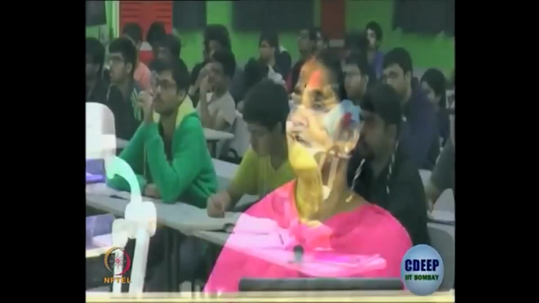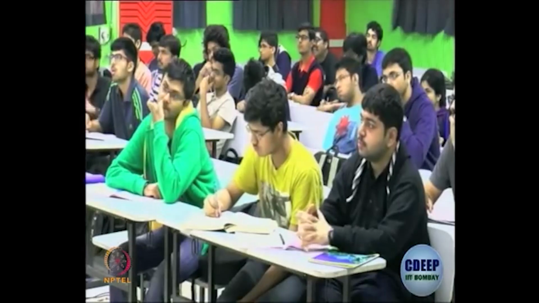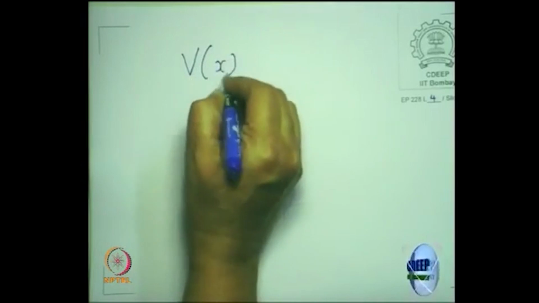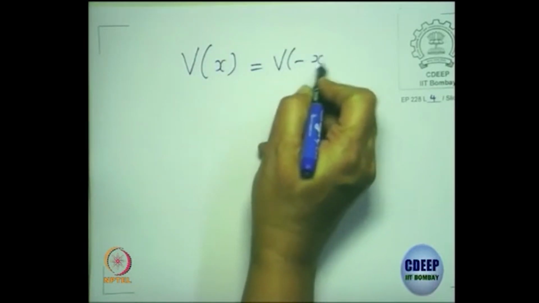But you already see something here. You get a power series which is even powers or a power series which is odd powers. Either or. Can't be both together. Okay. So it has some property. What is that property? One of the properties which we see is V of x is V of minus x.